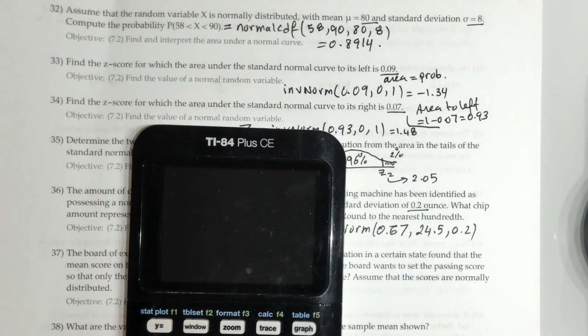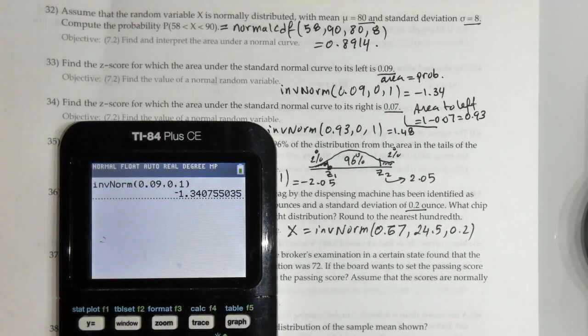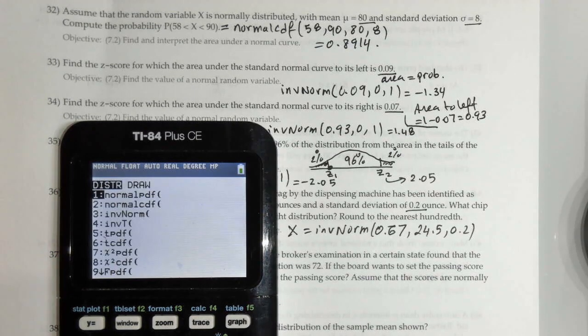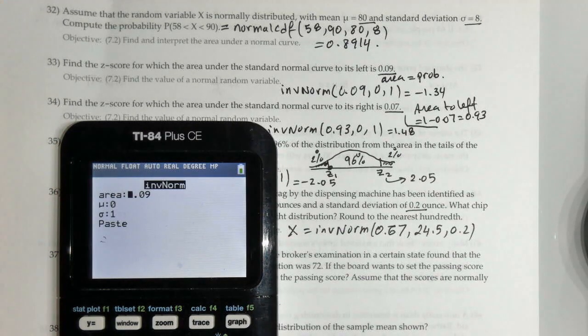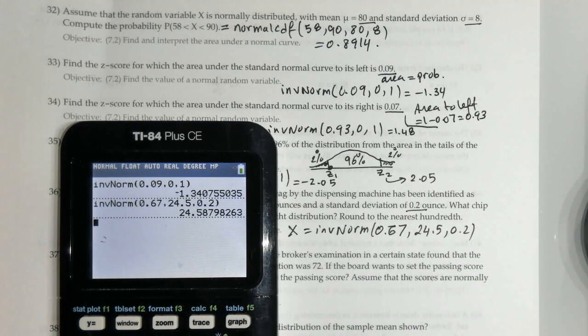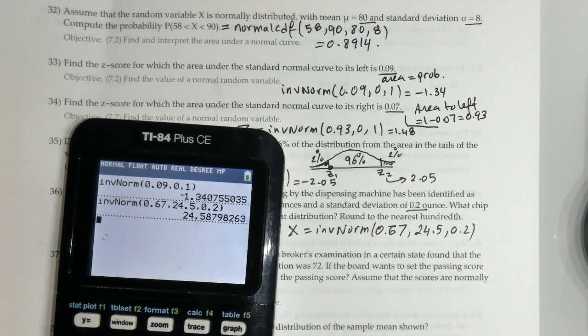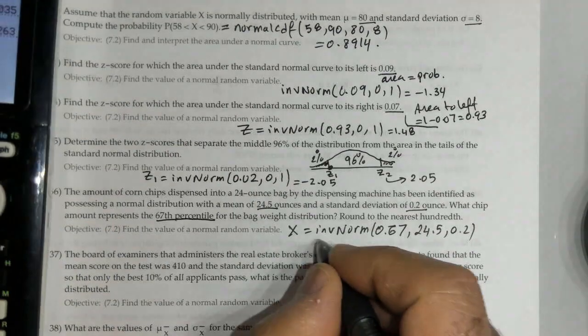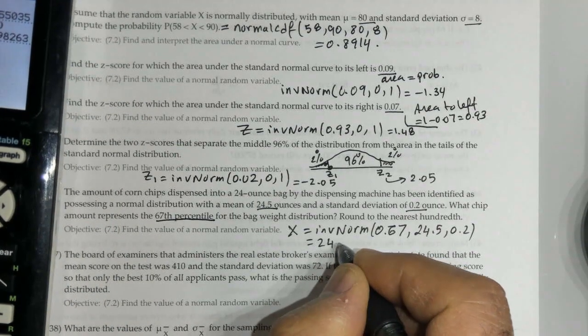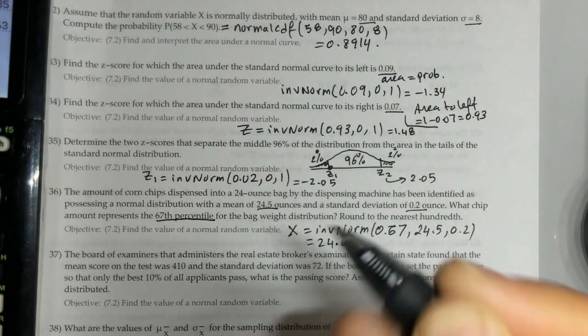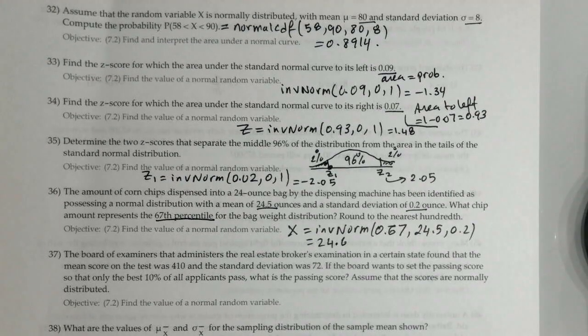Let me do this with you. So that will be second distribute inverse norm 0.67. Mean is 24.5, and standard deviation is 0.2. It's 24.59, or if you want to round it to one decimal place, 24.6 ounces.